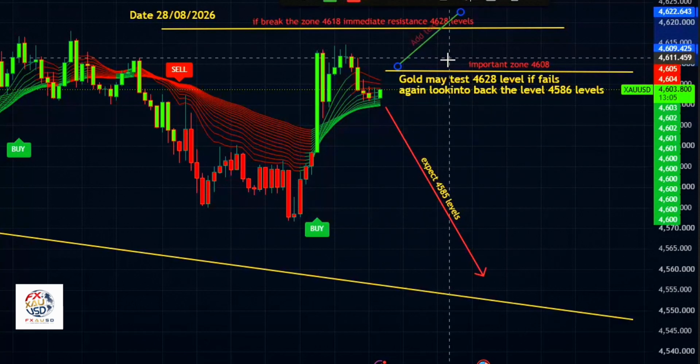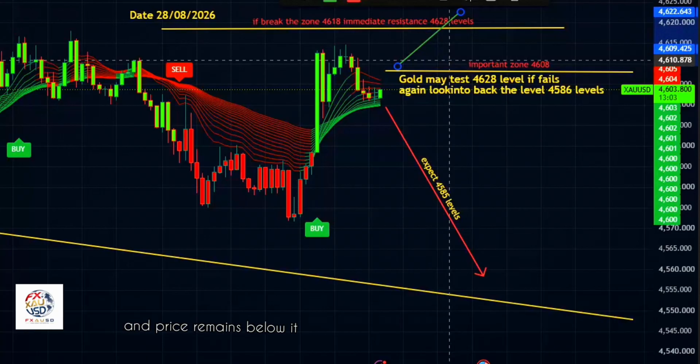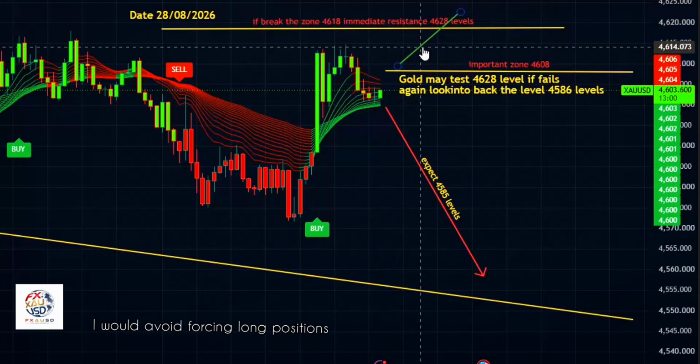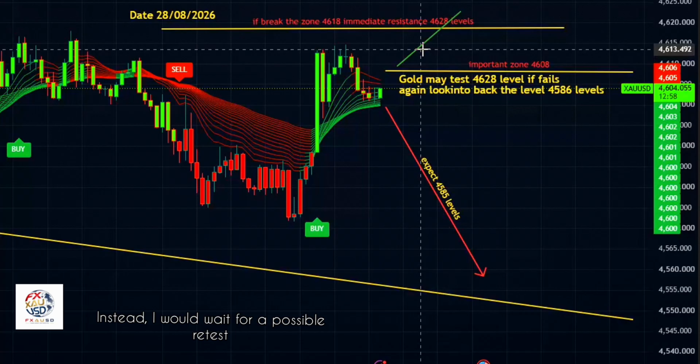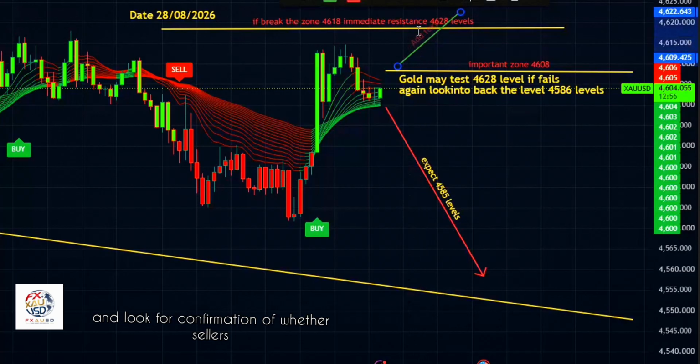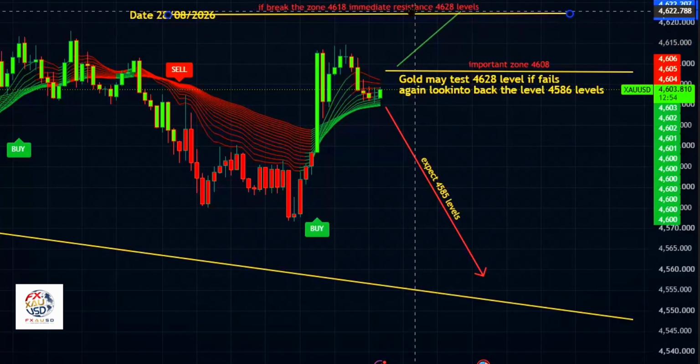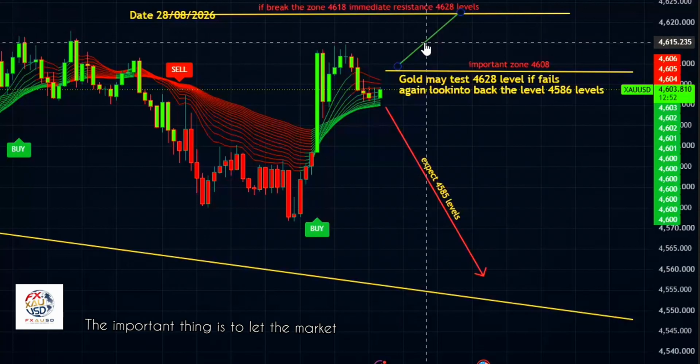On the other hand, if 4,600 breaks and price remains below it, I would avoid forcing long positions. Instead, I would wait for a possible retest and look for confirmation of whether sellers are gaining control. The important thing is to let the market confirm the direction.